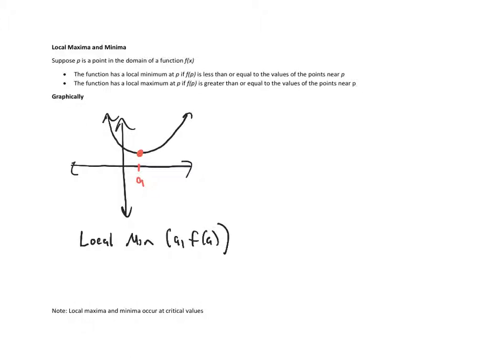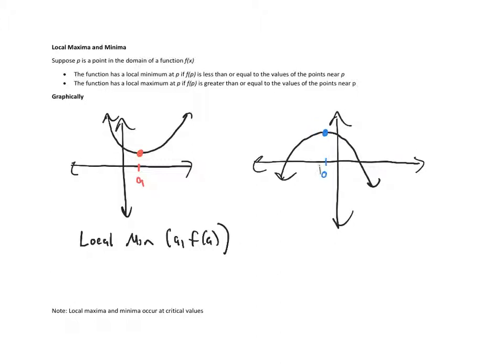Okay, a function has a local maximum at P if f of P is greater than or equal to all the values around P. So let's say we had a graph of a function that looks something like this. Then at the top of that graph, let's say that occurred at x equals b, there would be a local max. So we'd have a local max at b, comma, f of b.